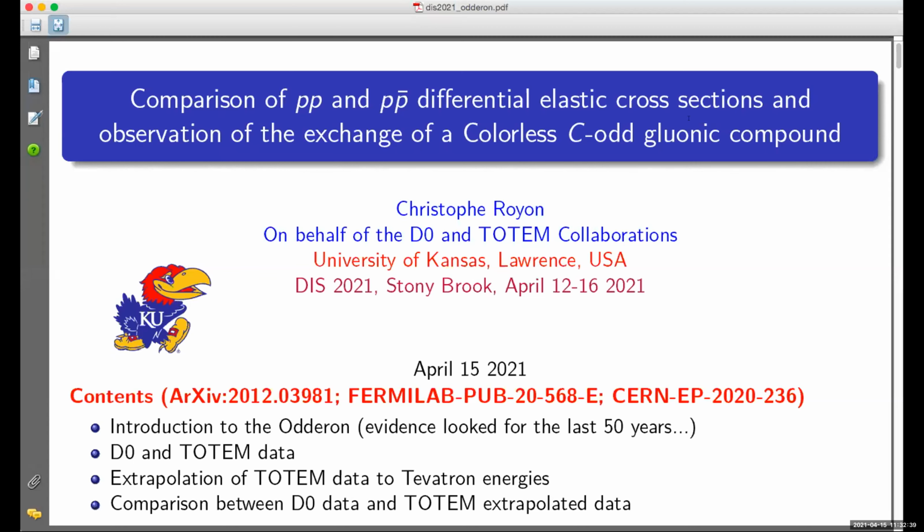Very good. Thank you. What I will discuss today is basically the observation of the exchange of a colorless C-odd gluonic compound, or what we call the odderon. First I will introduce very briefly what the odderon is, to know what we are talking about. Then I will introduce the D0 and TOTEM data and see how to extrapolate the TOTEM data to Tevatron energy. I will discuss this, and then finally compare both data sets, which leads to the observation.